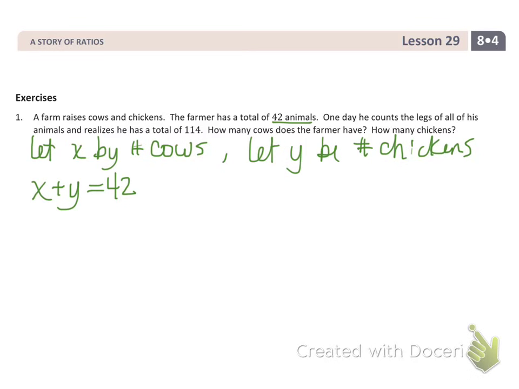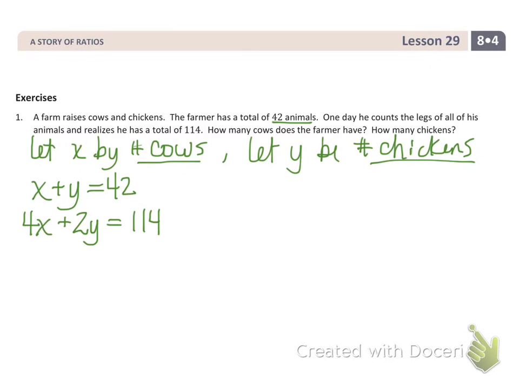So cows have 4 legs, chickens 2 legs, sorry. So the number of legs that come from cows would be 4 times the number of cows. For every cow, there's 4 legs. So that's legs of cows. Legs of chickens would be 2 times the number of chickens. And if I add those together, I would have 114 legs altogether.